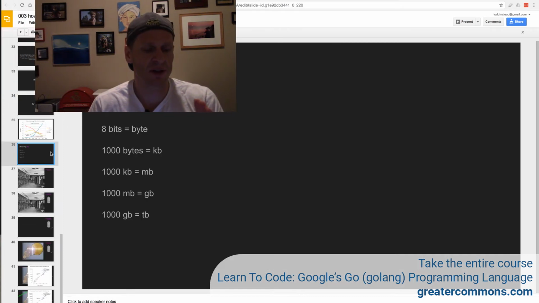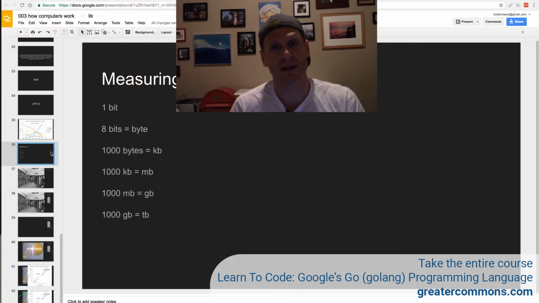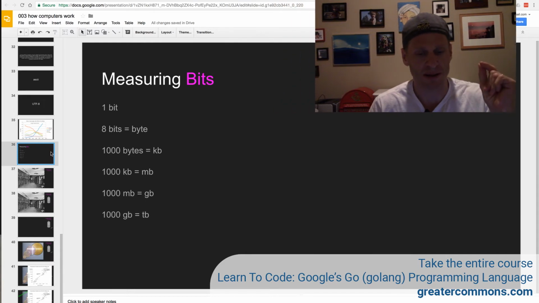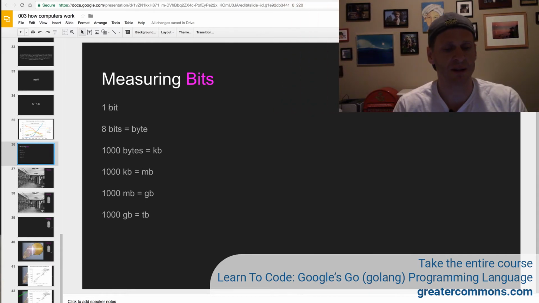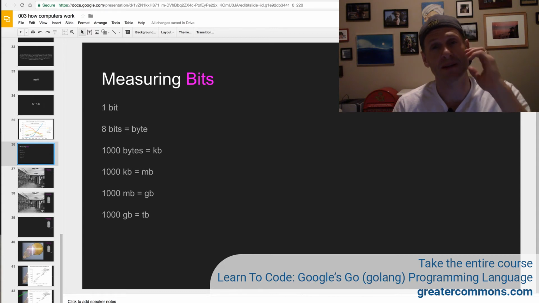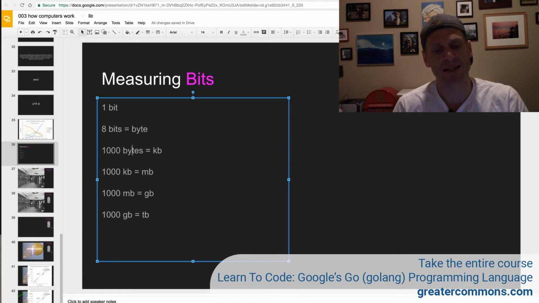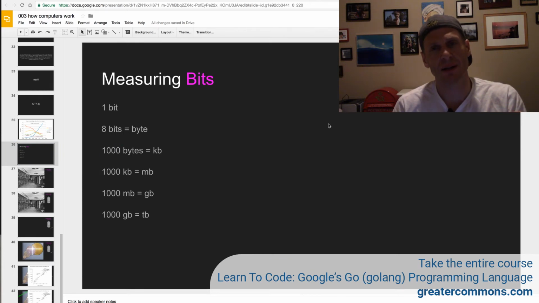So the next thing I want to show you is measuring bits, and then we'll take a little look at the history of computers, and then we'll call it good. So measuring bits, if you have a single binary digit or a single bit, that's just called a bit. If you have 8 bits, that's called a byte, B-Y-T-E. If you have 1,000 bytes, that's called a kilobyte. Now really, it's 1,024 bytes, but it's just easier to think of it as 1,000.